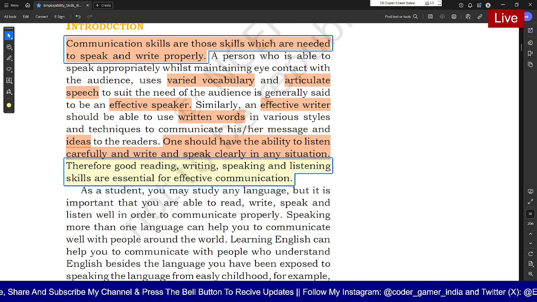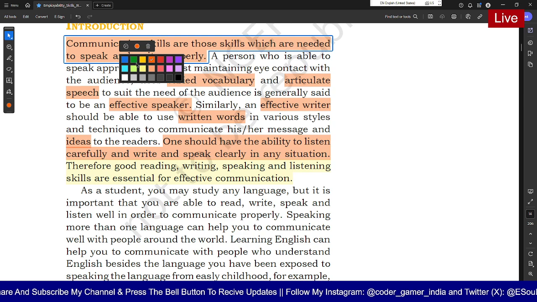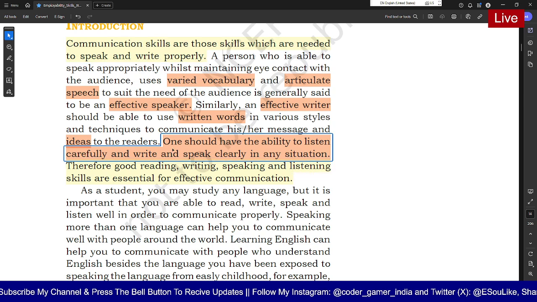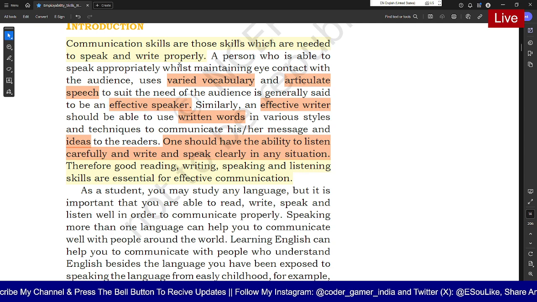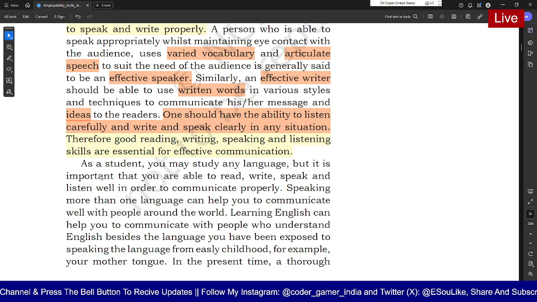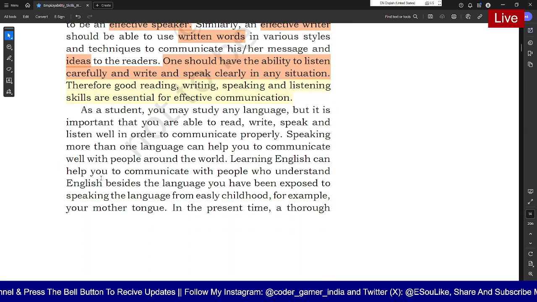Let me highlight it with a yellow. So see, what you will have to learn is these things. What is communication? What are the essential things for communication? As a student, you may study any language, but it's important that you are able to read, write, speak, and listen all in order to communicate properly.